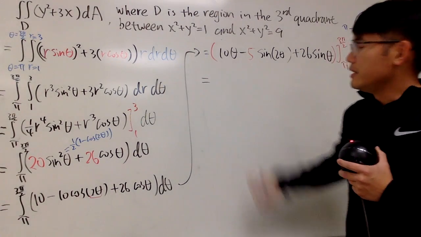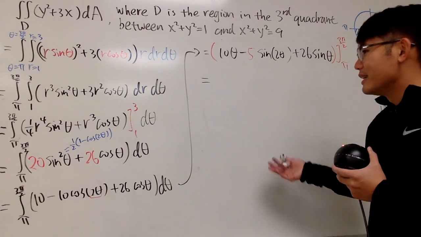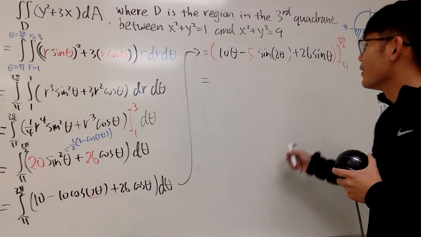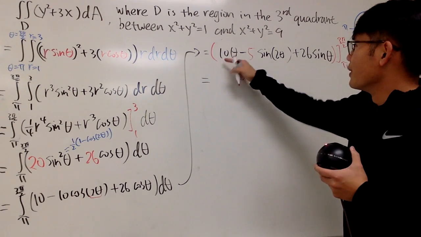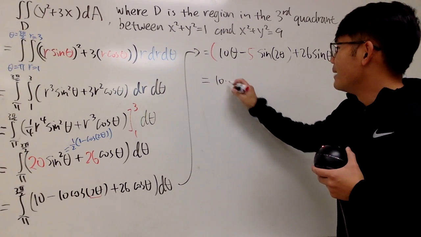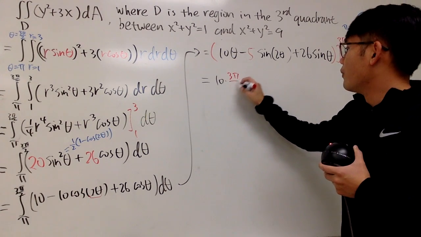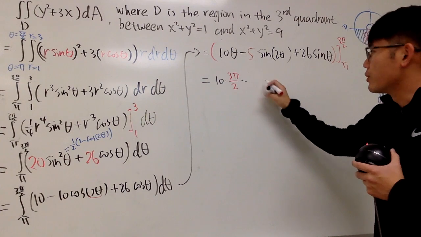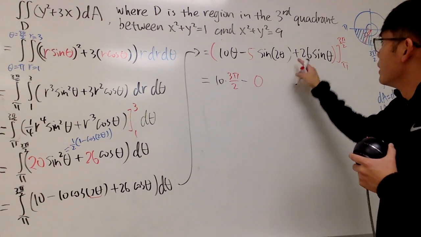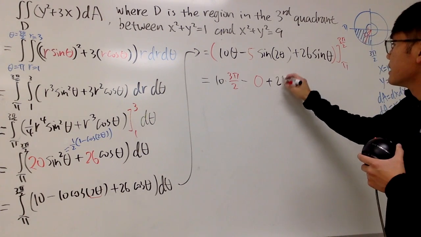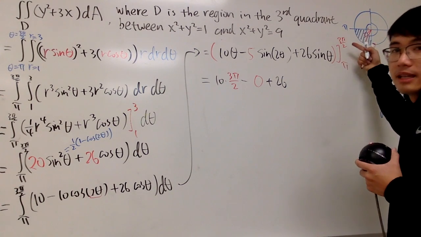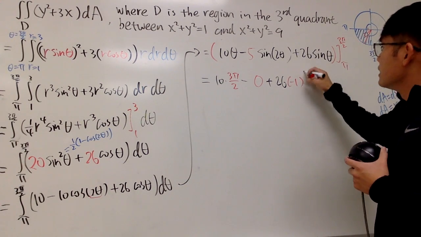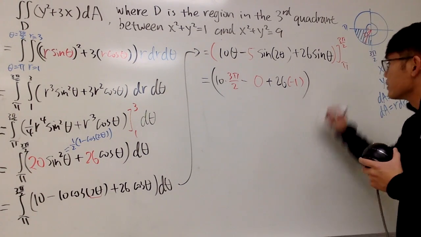So let's see. Just plugging, and I'm not going to show you guys all the plugging. This is like Cal 3 already, right? So the first one I do have to show you though. So we have 10 times 3 pi over 2. And then minus, when you plug in 3 pi over 2 into here, it's going to be 0. And then we are going to add 26, but then sine theta, when theta is this, we get -1. So technically, we have to multiply by -1, like that. That's the first part. And then we're going to subtract.